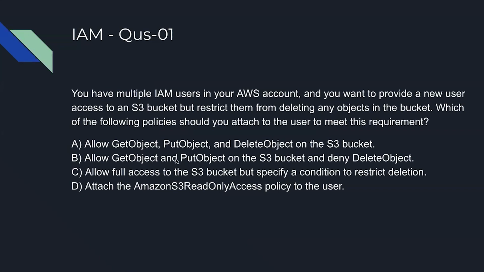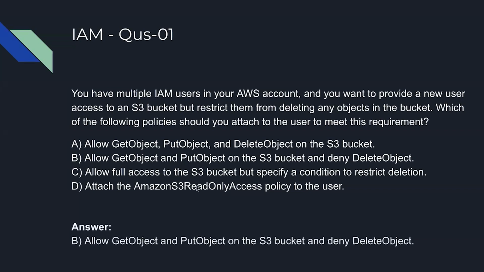Coming to B: allow get object and put object on the S3 bucket and deny delete object. I think this looks reasonable, allowing us to get something from the bucket, put something into the bucket, but not allowing us to delete it. So this could be meaningful. The third one, allow full access to the S3 bucket. No, that is not correct. We cannot give full access because that's not the requirement. Always we need to go with the minimum, least privilege. Attach the Amazon S3 read-only access policy to the user. No, if you are attaching read-only, you cannot add data. So most probably the answer would be B. Yeah, B is going to be the answer for this.